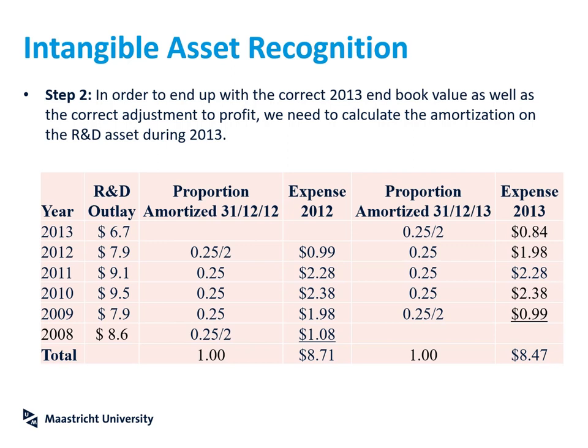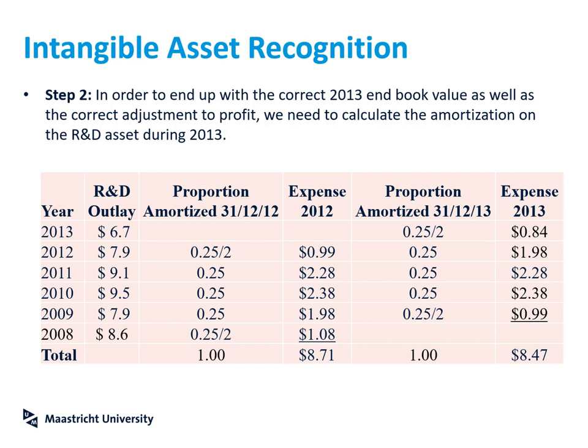In step 2 then, we look at the income statement adjustment, which will also help us in determining the correct 2013 ending book value. So what we will determine here is the amortization expense that we would have on our R&D asset during 2013. And for that, you can look at this proportion amortized. And we look at the proportion amortized in 2013.